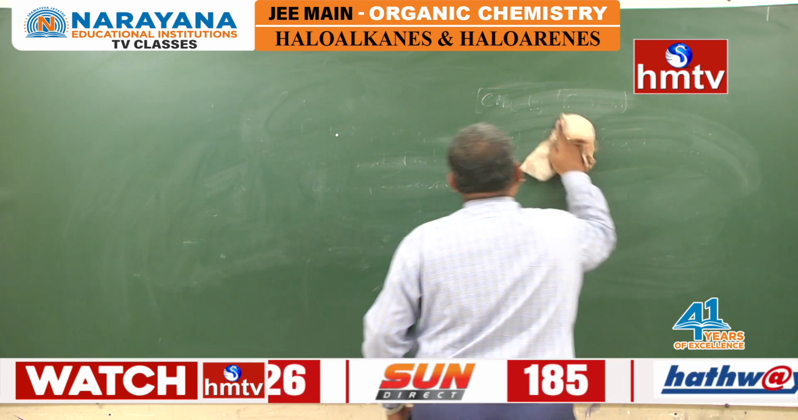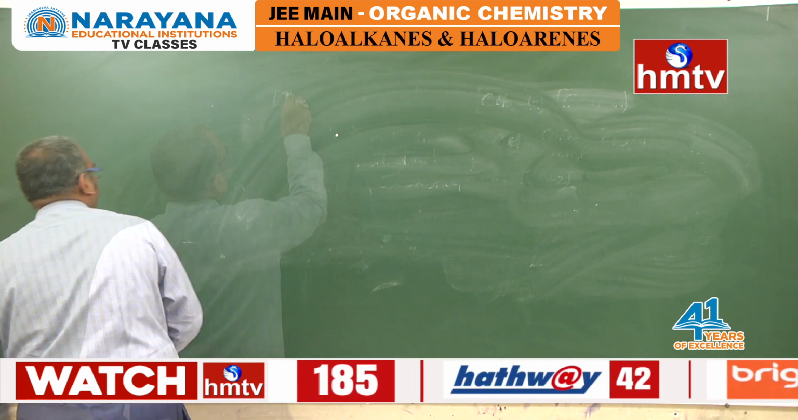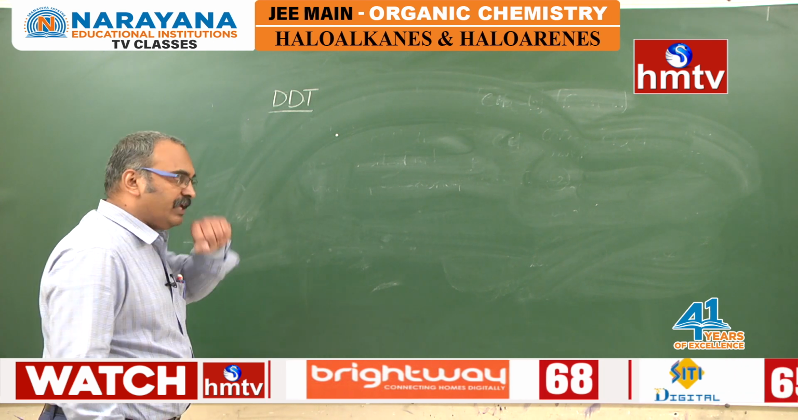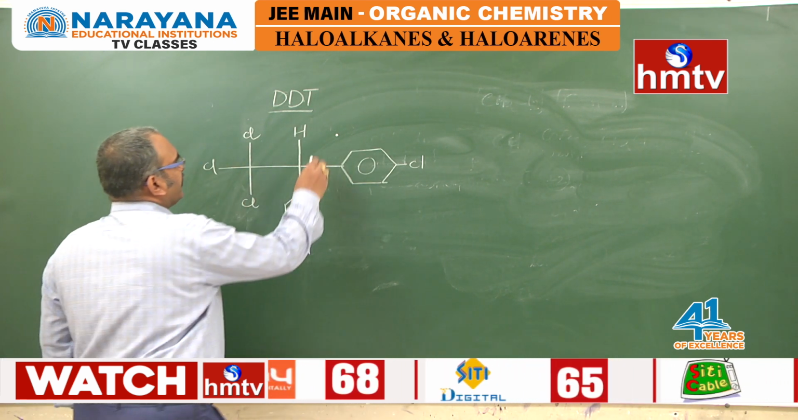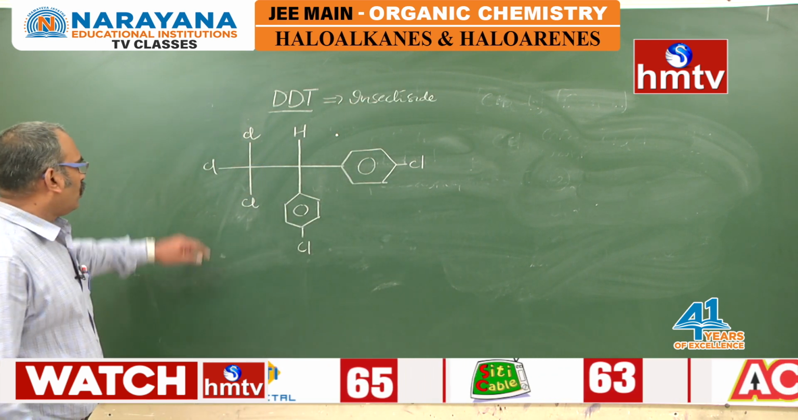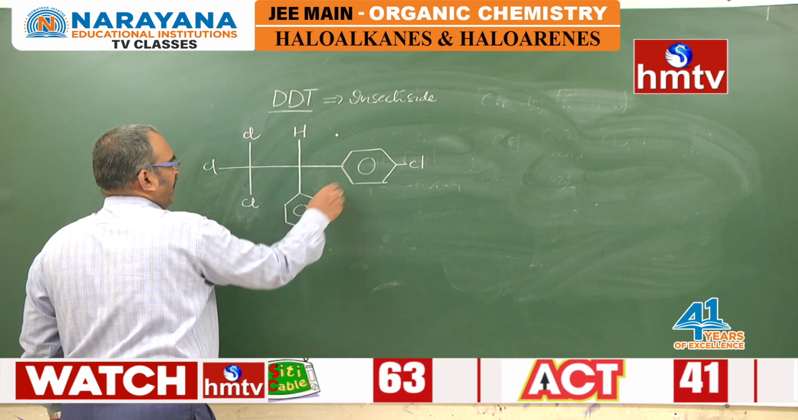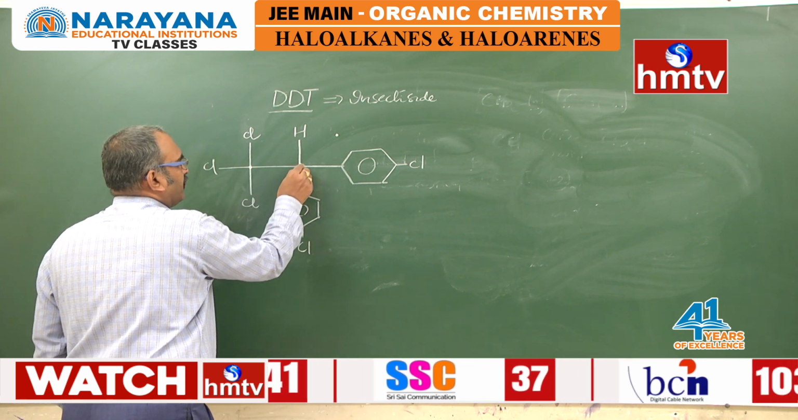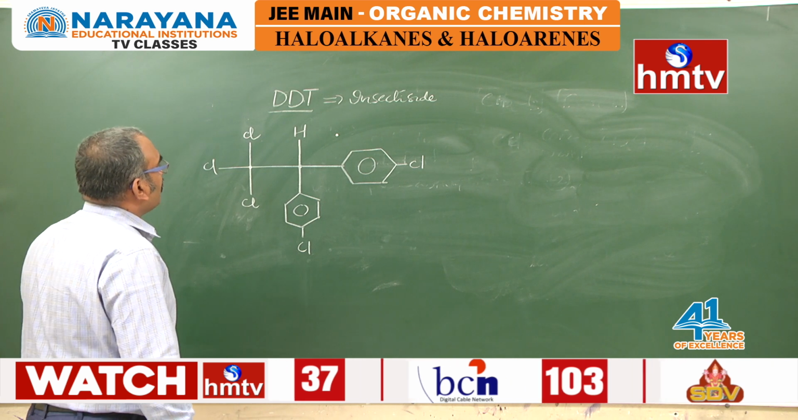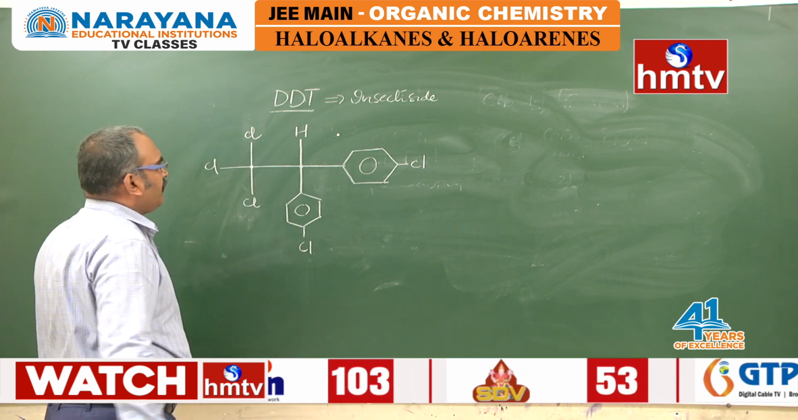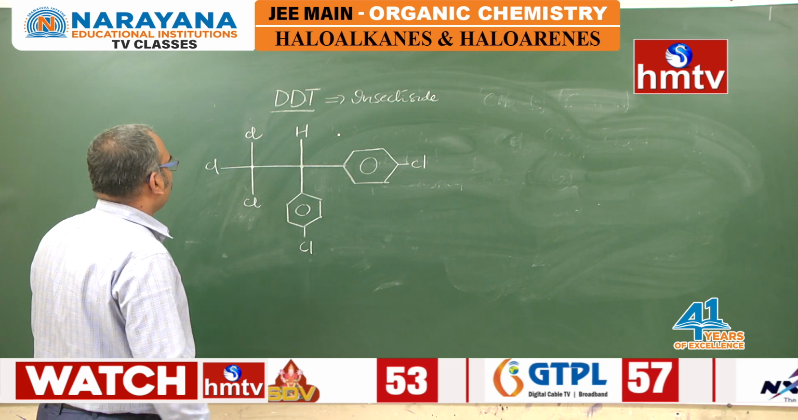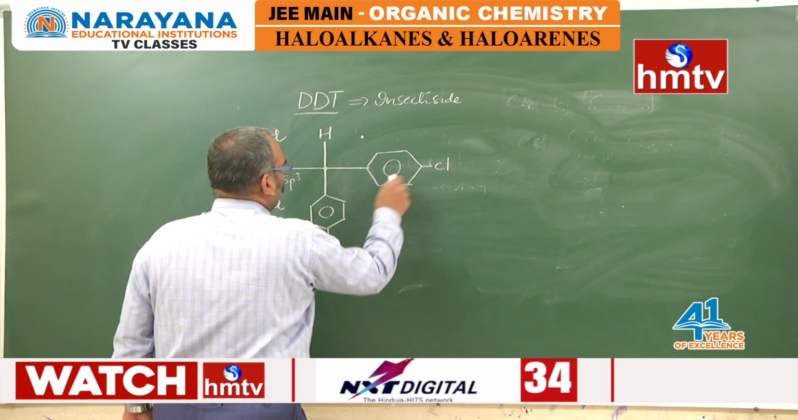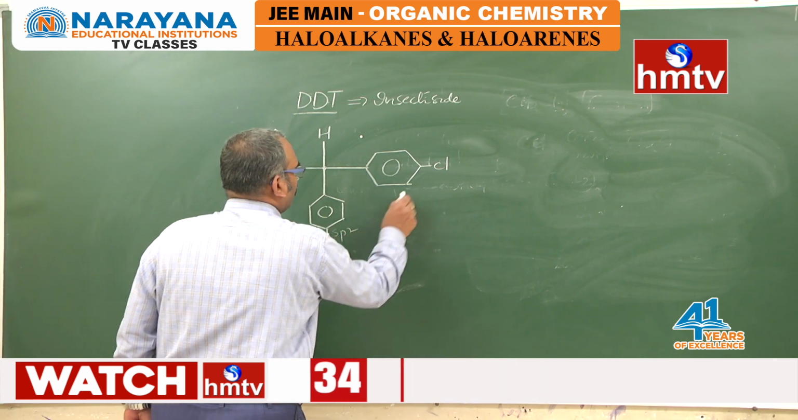One more important polyhalogen compound is DDT. DDT means dichloro diphenyl trichloroethane. This is an insecticide. This is a carbon atom, and this is another carbon atom. Now, several questions can be asked on this DDT. Here, 3 chlorines are attached to an sp3 carbon, and 2 chlorines are attached to an sp2 carbon.